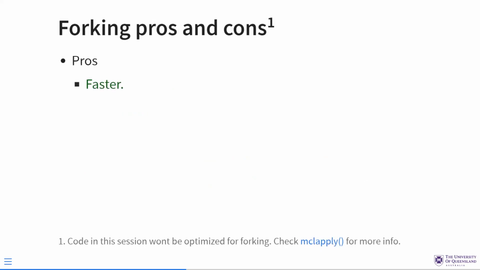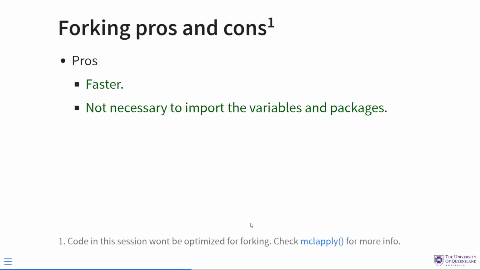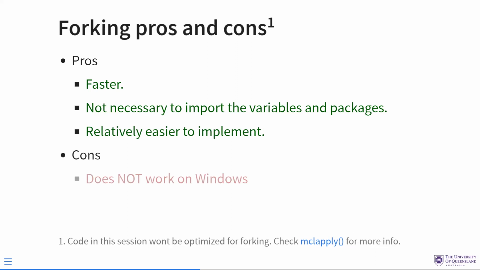So forking, the pro is that it's slightly faster, not a lot faster, but it's slightly faster. It's not necessary to import all the variables and packets, which makes it relatively easy to implement. But it doesn't work on Windows, so don't even try it. It doesn't work.